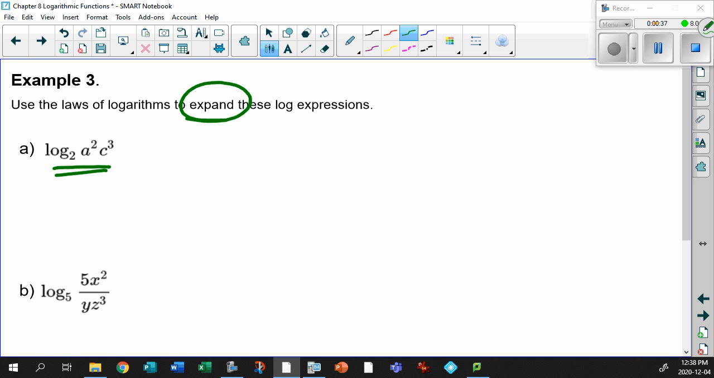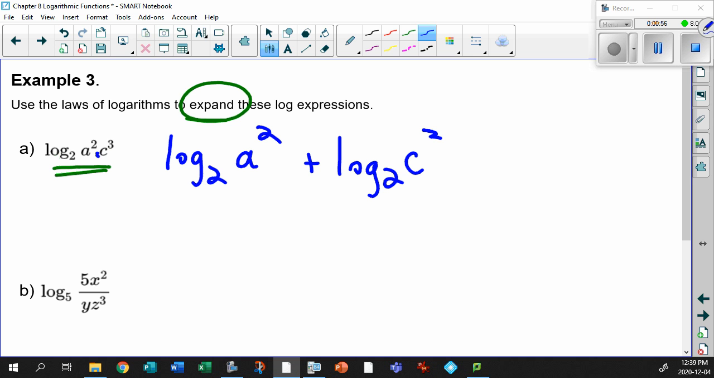Let's look. First things first, notice that inside here, this is in fact multiplication. So how are we going to write this? Well, simple. Log base 2 of a squared. And since this is multiplication, you know that this is going to be, yep, you got it, add, log base 2 of c cubed. Now, play around with this. There's a power. It goes up front. So that gives you 2 log base 2 of a.